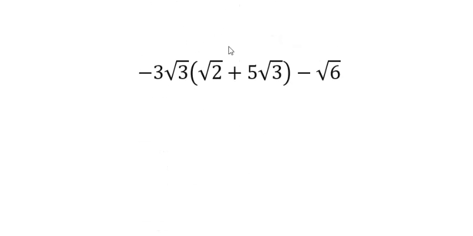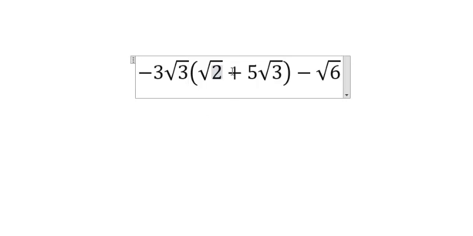Okay, the last one, we have a multiplication again, okay? And inside the parentheses, these two numbers are not like terms, because this is a square root of 2 and this is a square root of 3. Because they are different, I cannot add them, so what I'm gonna do is multiply with the number outside. I'm gonna use this distributive property to multiply both of them.